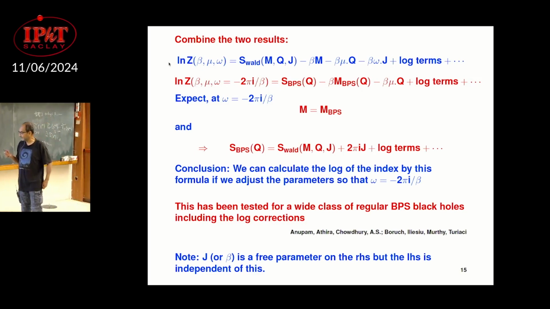This formula has been tested in many examples, for a wide class of regular BPS black holes, including logarithmic corrections, both in 4 and 5 dimensions, and it agrees with the microscopic results.